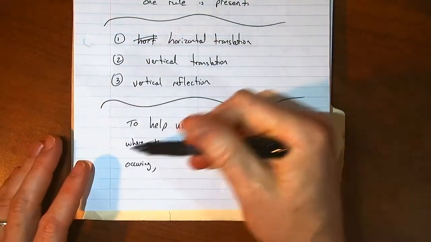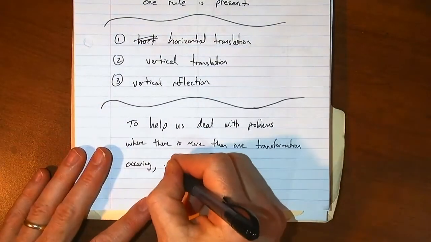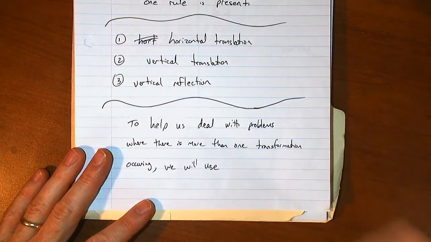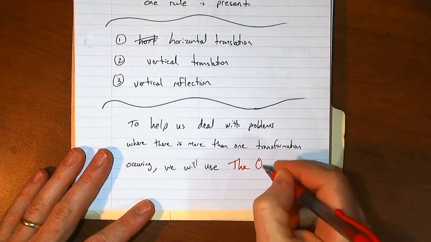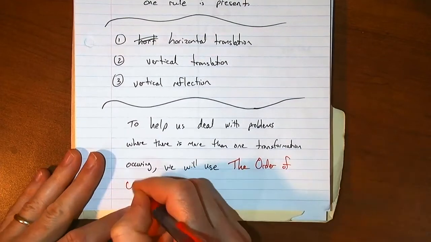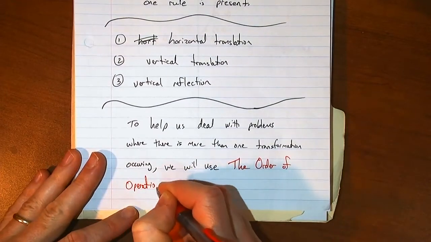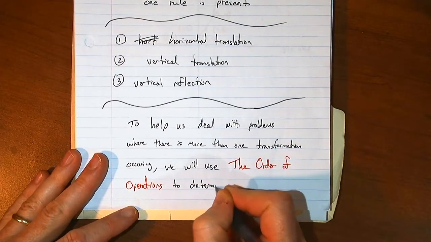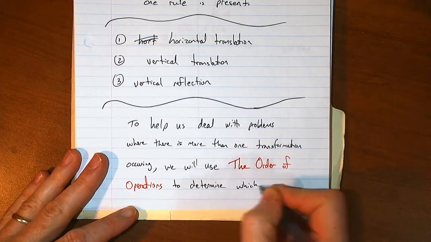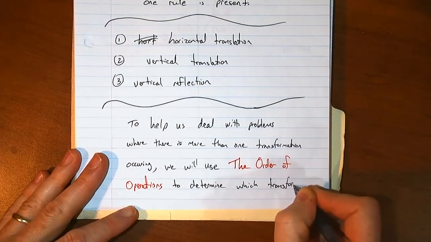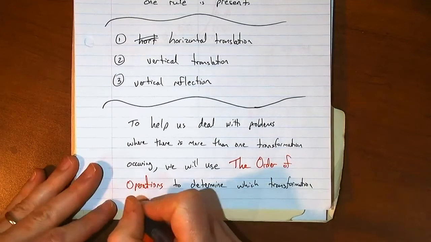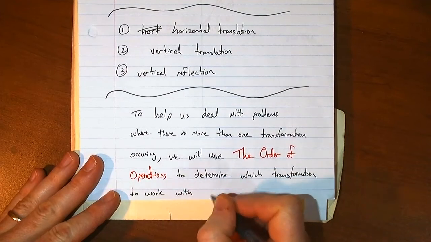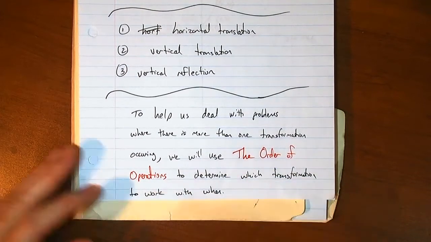So to help us with problems where there's more than one transformation occurring, we will use the order of operations to determine which transformation to work with when.